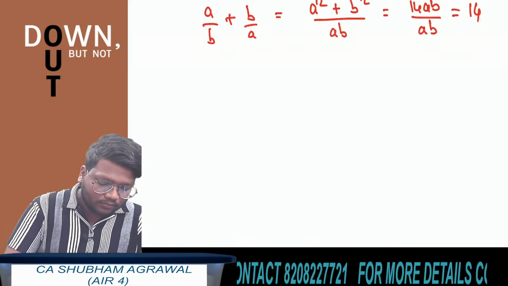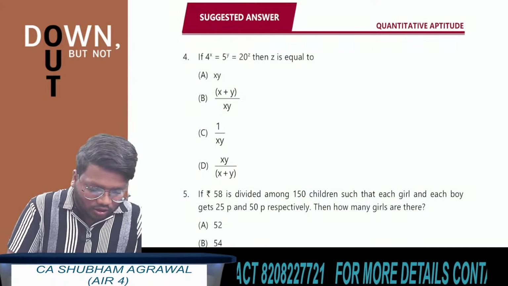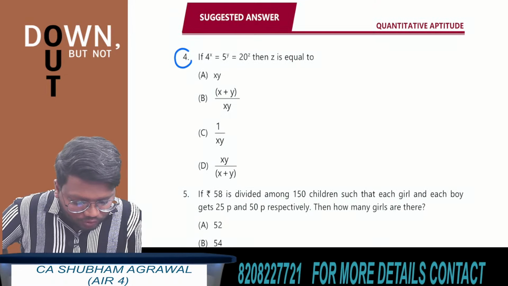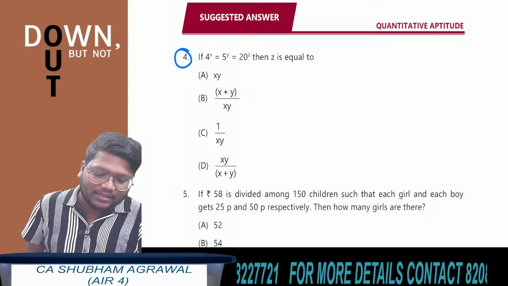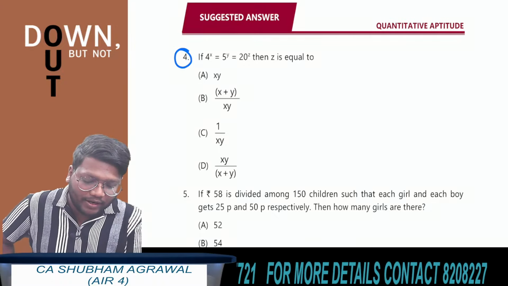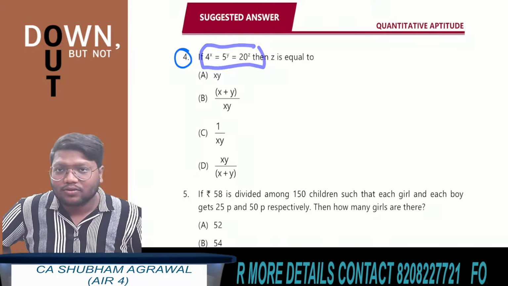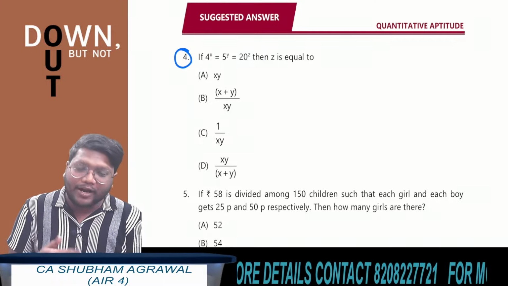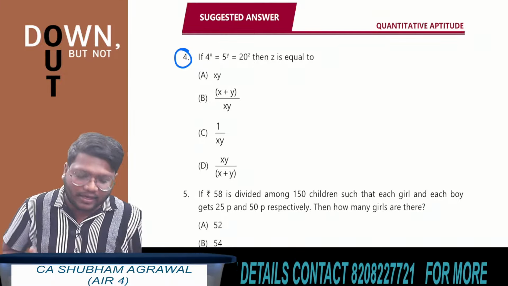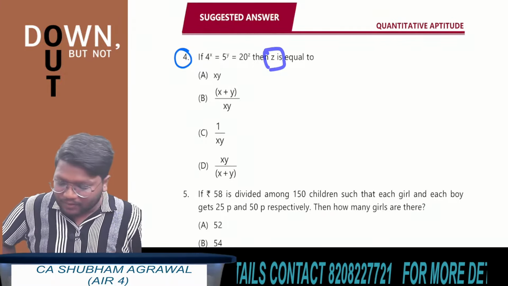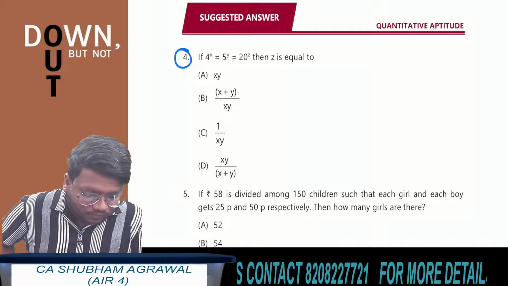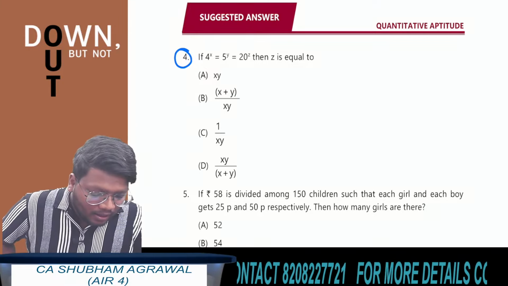Okay. Now after this, see, we are solving question number 4. 4 to the power x is equal to 5 to the power y is equal to 20 to the power z. This question is based on indices. If 4 to the power x is equal to 5 to the power y is equal to 20 to the power z, we have to find the value of z. Now see how to solve this question. All of you please look at this screen.